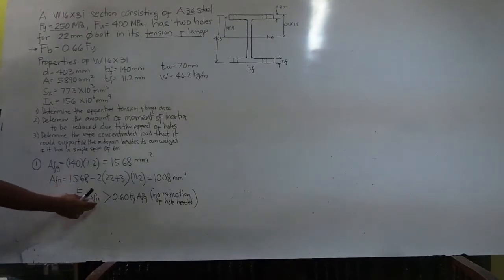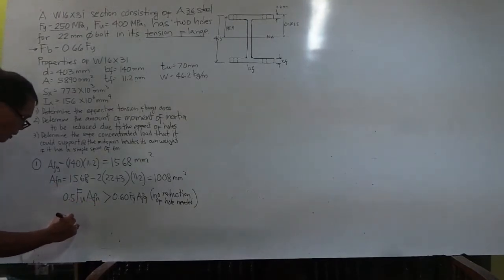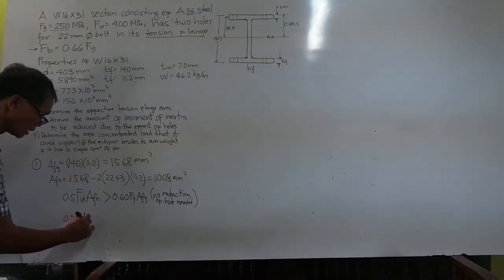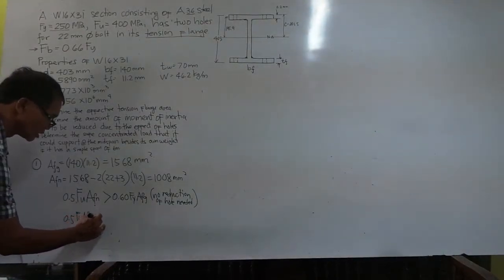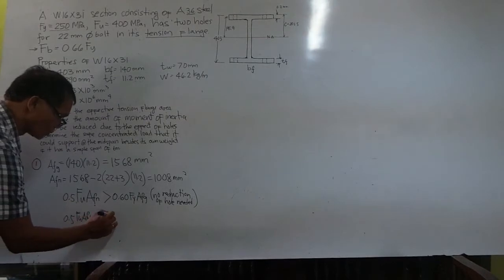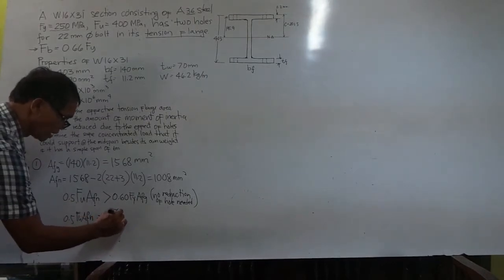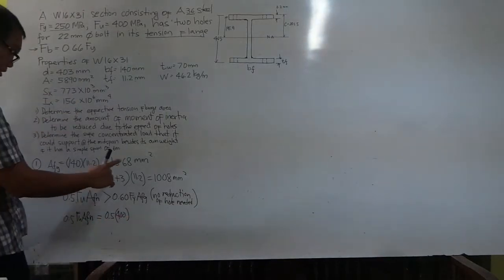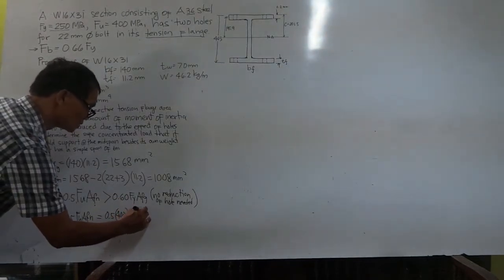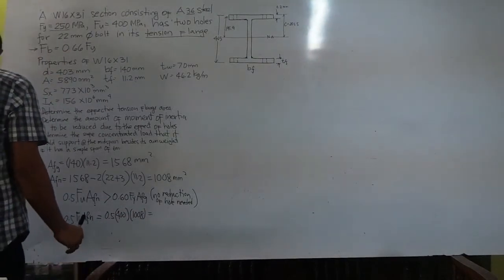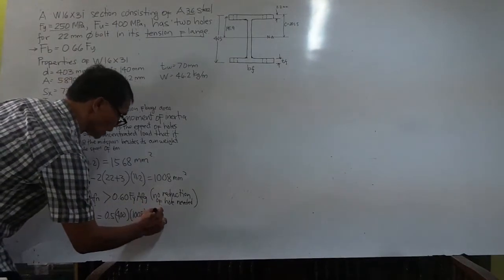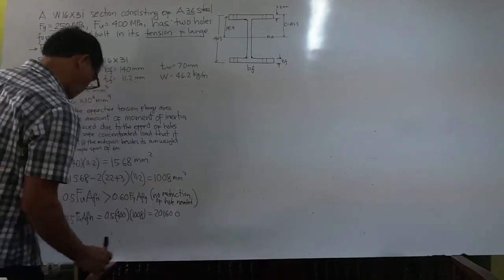So let us examine this one. So 0.5 FU times the area of the plant's net is just equal to 0.5 times your FU, which is 400. The area of the plant's net is this one, 1008. Then you have the answer of 201,600. That's the result.